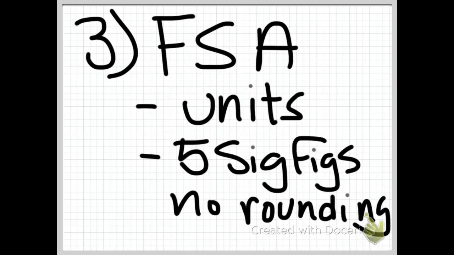The third thing is FSA. This stands for formula, substitution, and answer. So this is what you're going to show me when you're doing a math problem. I need to see the formula that you used, the numbers you put in the calculator, that's the substitution, and I need to see the answer with units. I expect to see the problem work to 5 significant figures. That's my expected precision in engineering, and don't worry about rounding at all.